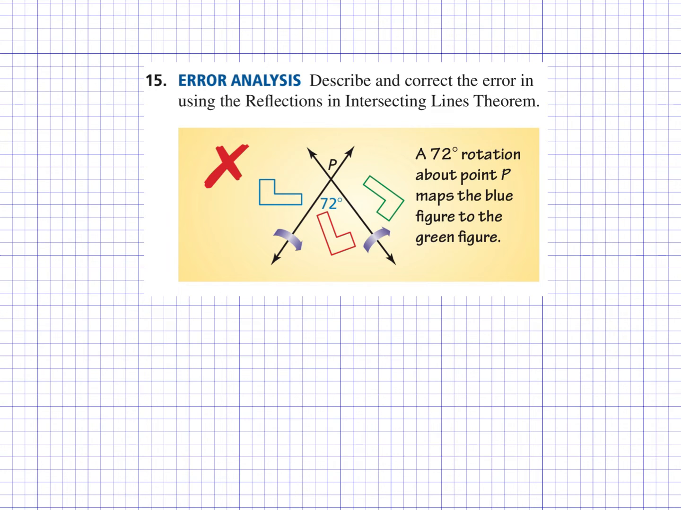All right, now what did they do wrong here? So first of all, what is the degree from P, or from the blue image, all the way to the green image? Well, if the interior angle is 72, then double reflection gives us 144 degrees. So let's see what they did. A 72-degree rotation about point P maps the blue image to the green image. Okay, so we already did that. Good, 144 degrees.